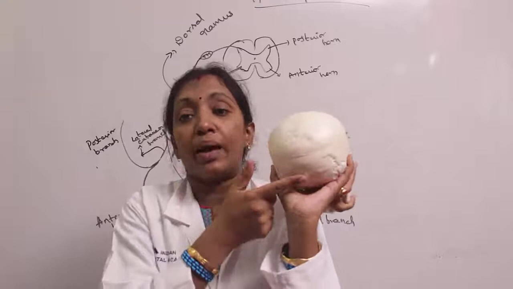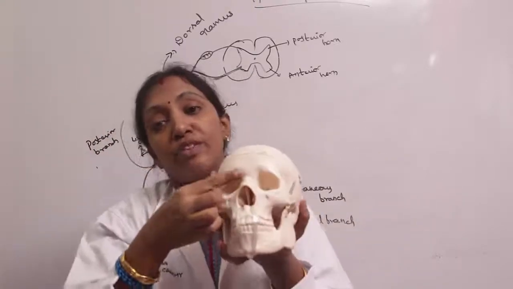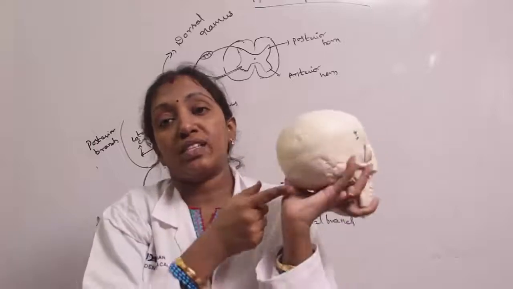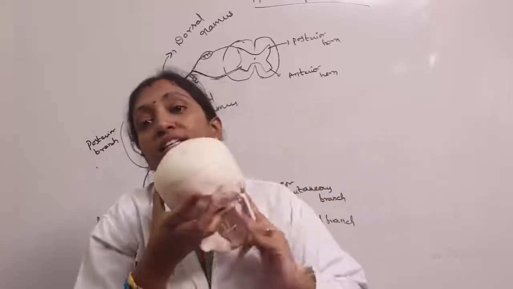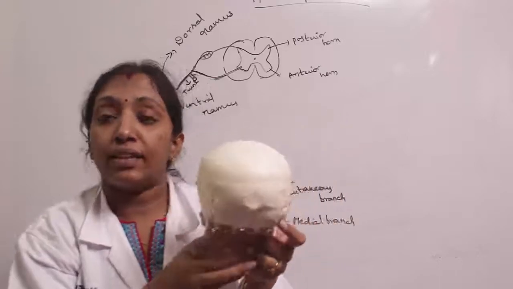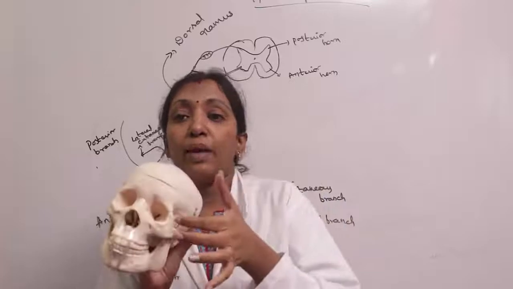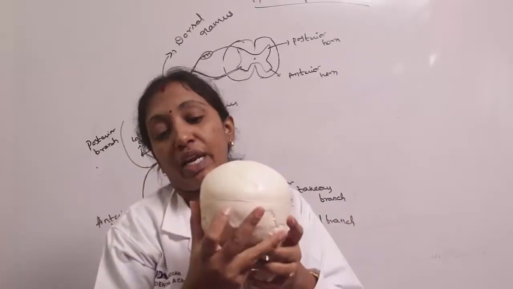We have the external occipital protuberance here. We can palpate the external occipital protuberance. It extends from the supraorbital margin to the external occipital protuberance, and on either side of the external occipital protuberance we have nuchal lines. These are nothing but the superior nuchal lines.